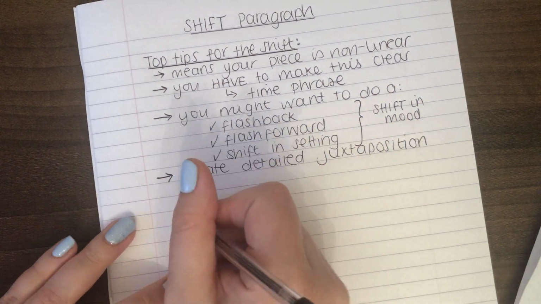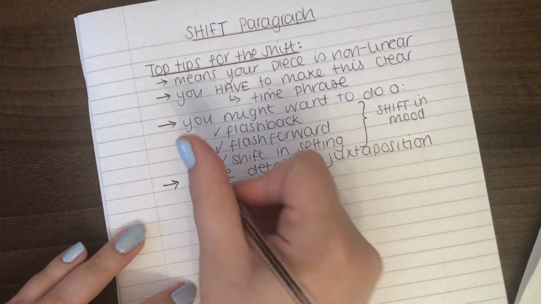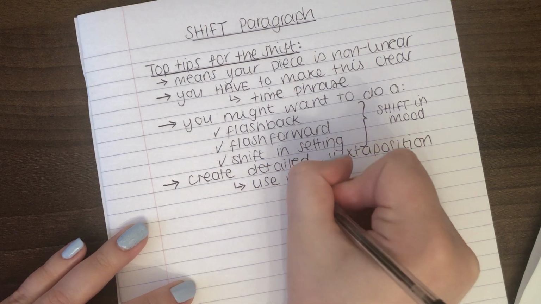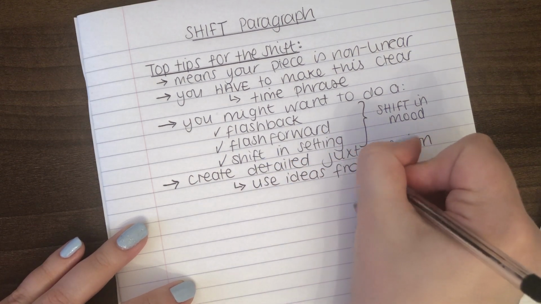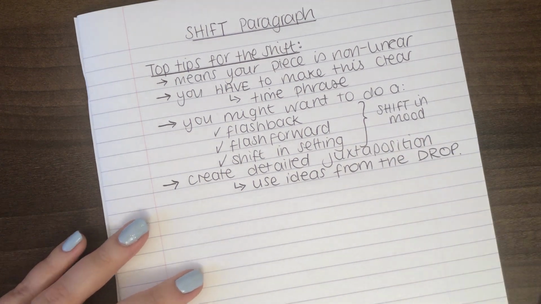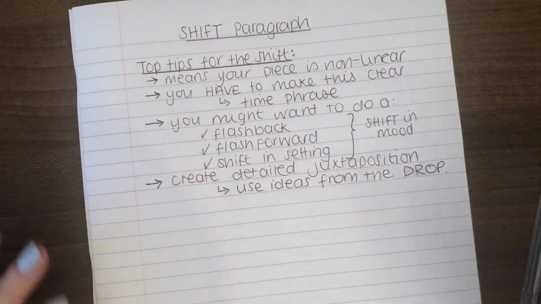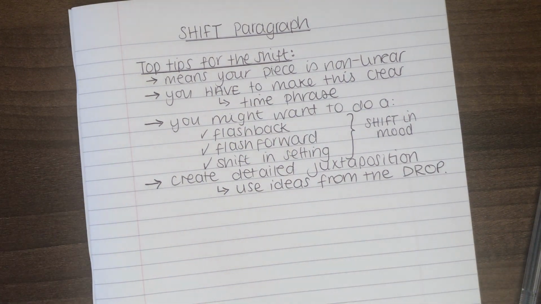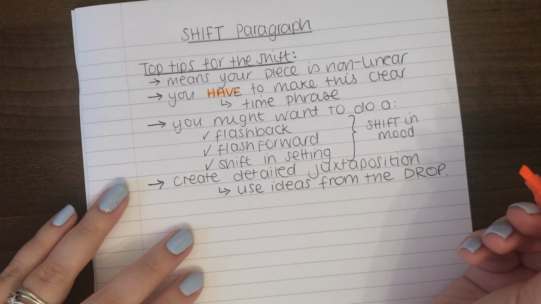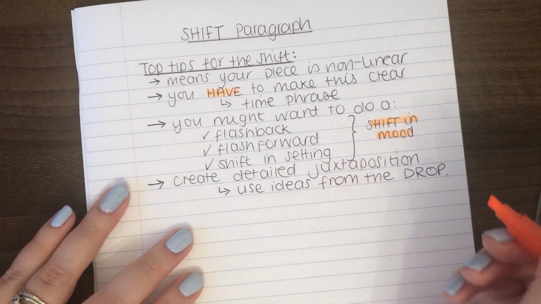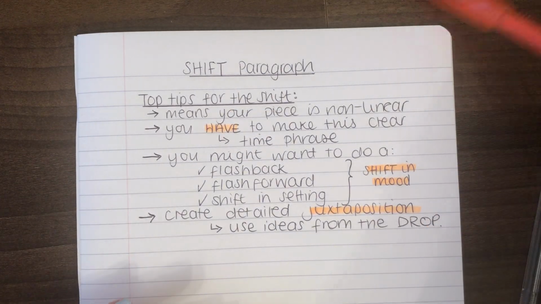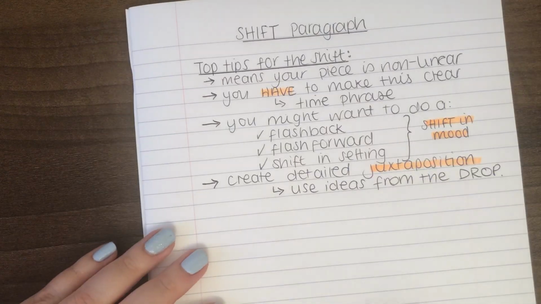So what we'll do now is we'll move on. What I'll just add to that, create detailed juxtaposition, is you want to use ideas from the drop. So we're not just going to be moving straight on to a new paragraph and forgetting everything else that we've written, because that doesn't make sense, okay? So, have to make this clear. Shift in mood, and we're looking for some juxtaposition, okay? Right, let's go on to the model paragraphs.